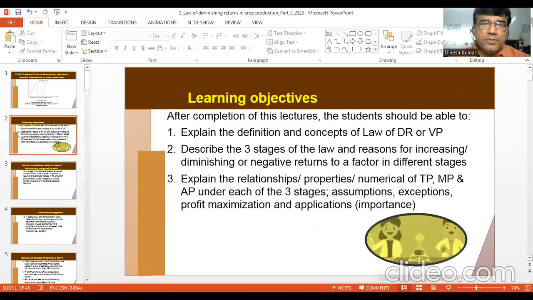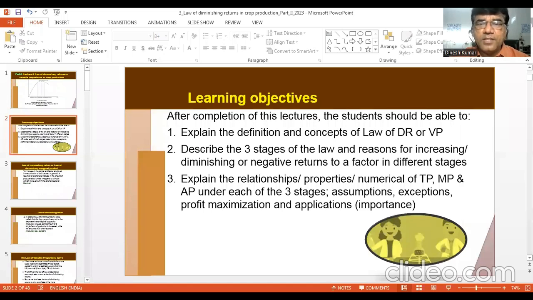So today you will see the definition and concepts of law of diminishing return or law of variable proportions. And both these laws would have three stages. Sometimes people call them phases of the law, and you will see the reasons for increasing or diminishing or decreasing or negative returns to a factor in different stages. You will have three stages. In one stage, the marginal product is increasing. In another stage, marginal product is decreasing. And in the third phase, it is becoming negative. So why is it happening? What are the reasons for this kind of behavior or disproportionate behavior?